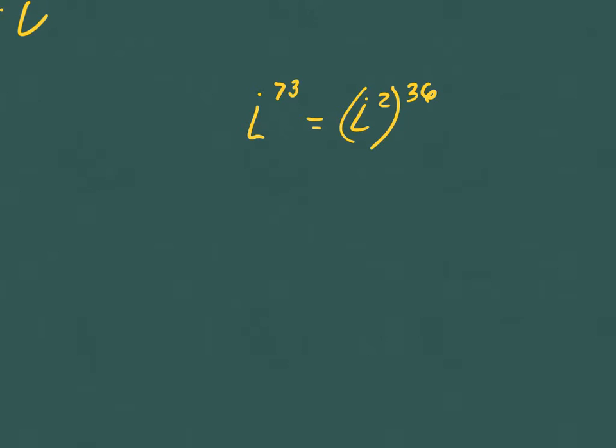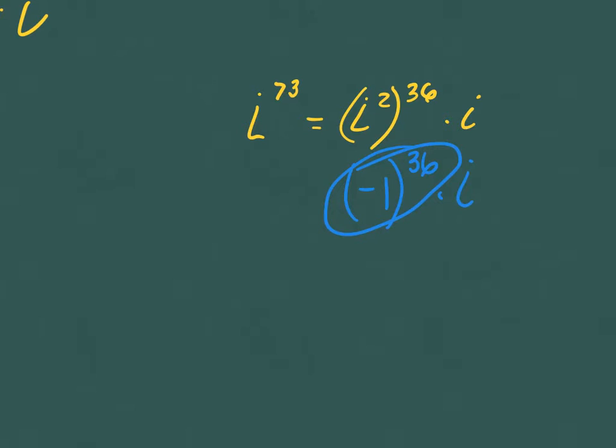And then, am I done? No, I got one more i. So what do I do? Times i. And why did I do that? Because now I can replace this with a negative 1 to the 36th times i. And then that can be simplified down because it's even versus odd. I can know whether it's positive or negative.